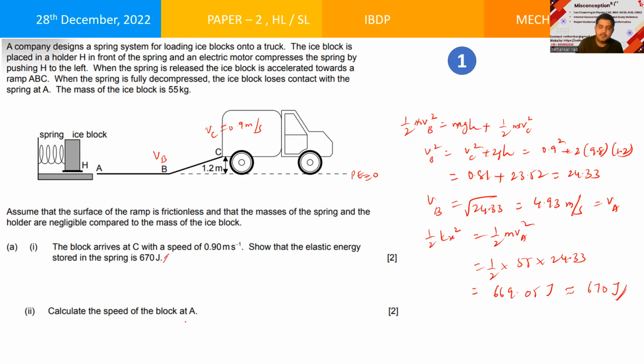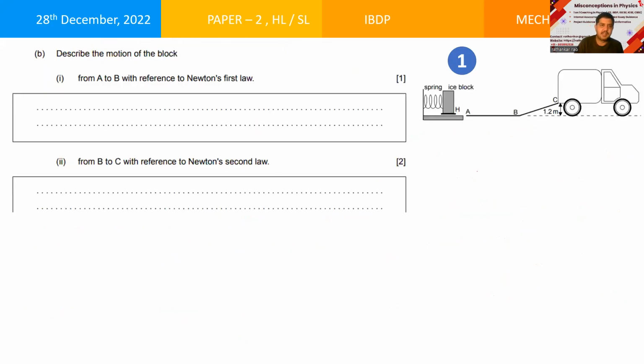Now, calculate the speed of the block at A. What is the speed of the block at A? 4.93. Now, again, what do you need here? You need to keep it only in two significant figures. So, the right answer here should be 4.9 meters per second. Okay. Now, 2 plus 2, 4 marks easily bagged, right? Let us move to the next one.